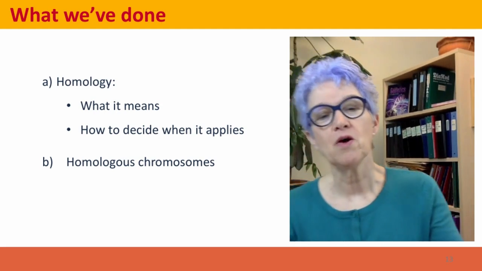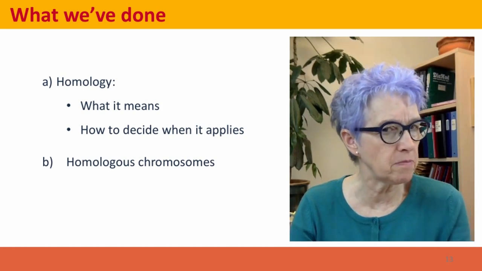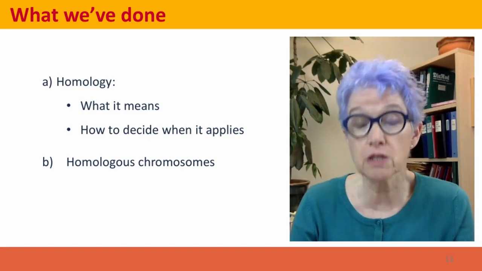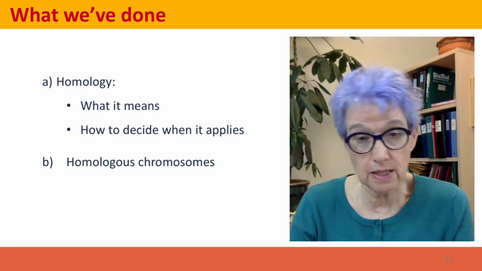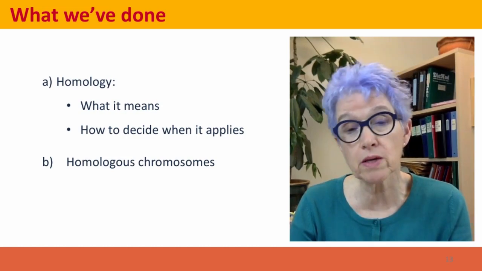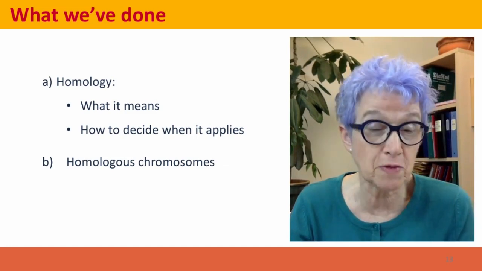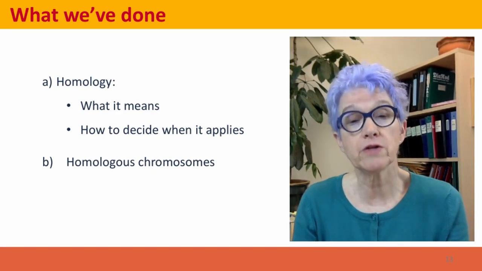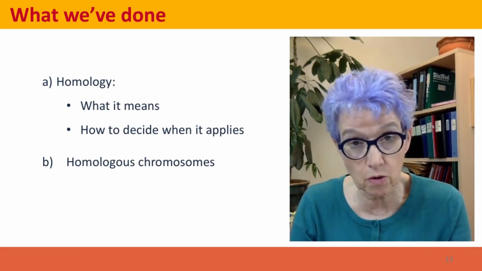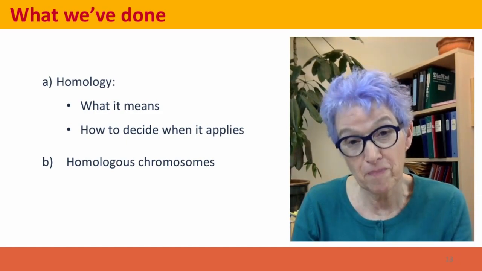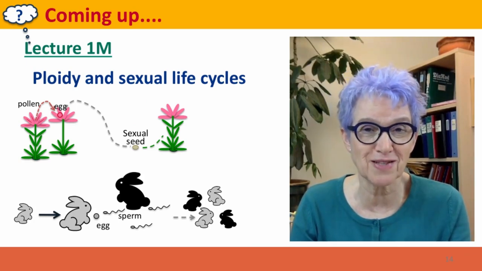Now, what we've done, we've talked about homology, which is in some ways a very difficult concept, but definition-wise, it's very simple: similarity that exists because of shared common ancestry. And the trickiness can come in deciding where it applies, but you will only be encountering situations where it's really quite obvious that it applies. And we talked about the specific case in genetics of the different versions of a single chromosome that we have, which are referred to as homologous chromosomes, because that's what they are. Coming up next, we're going to talk about ploidy and sexual life cycles. I hope to see you there.